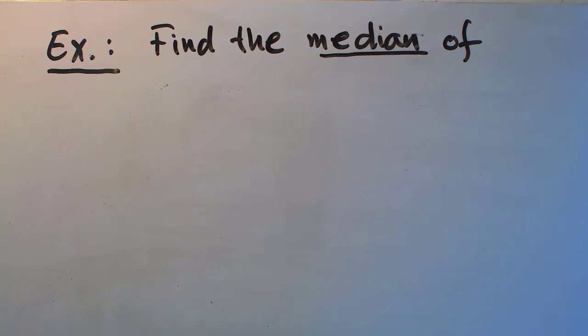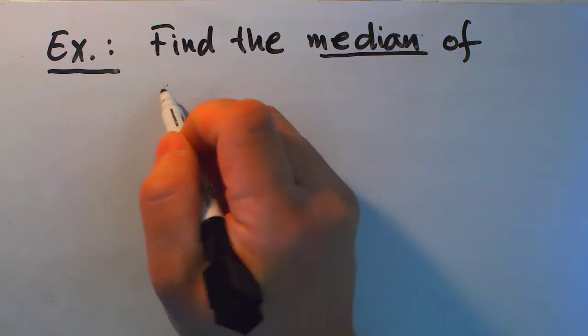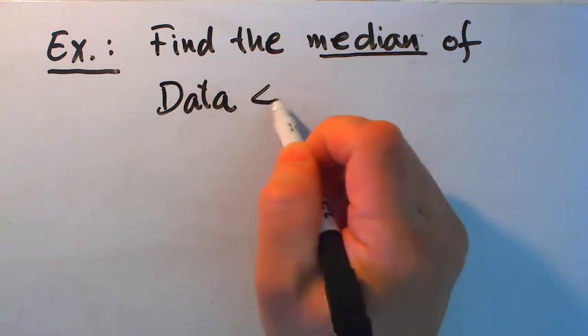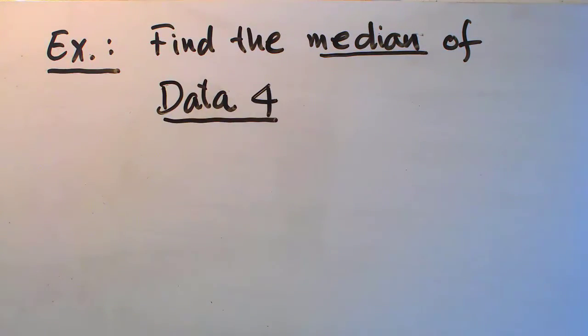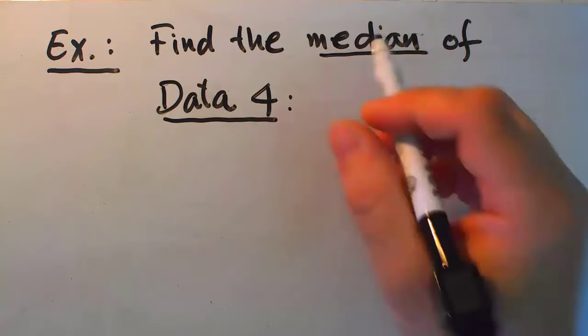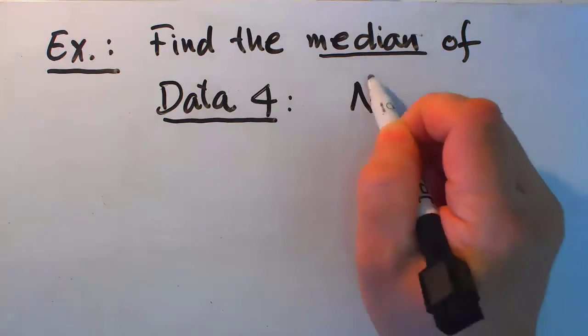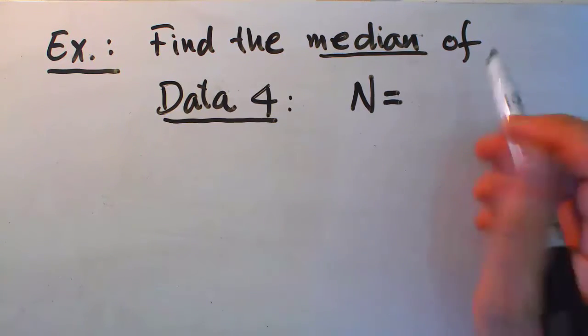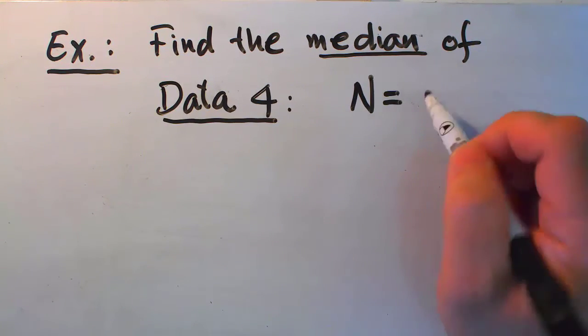All right, and then in a different example, let's find the median of data 4 from your data sheet. So data 4 from your data sheet. At this point, having a little experience from the earlier example from data 1, I'm going to immediately tackle the n count, the n number in my data 4. So the n number in my data 4 is going to be 11.